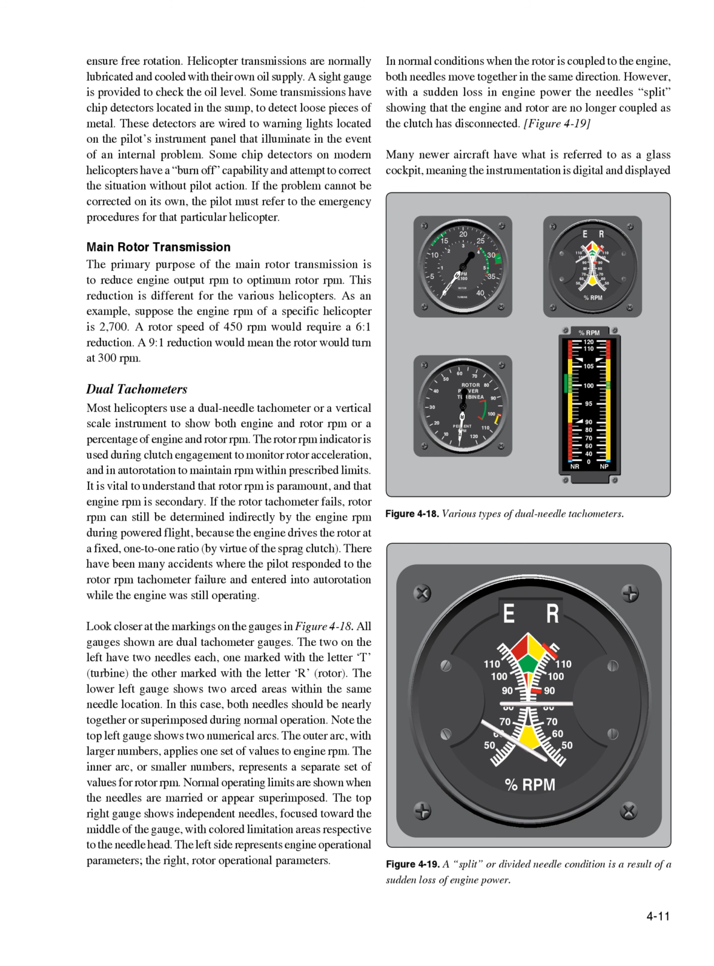In normal conditions, when the rotor is coupled to the engine, both needles move together in the same direction. However, with a sudden loss in engine power, the needles split, showing that the engine and rotor are no longer coupled as the clutch is disconnected.